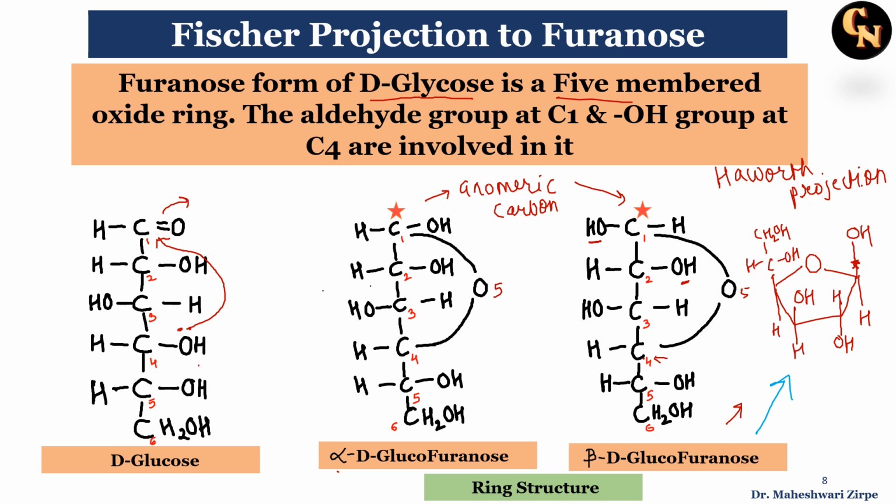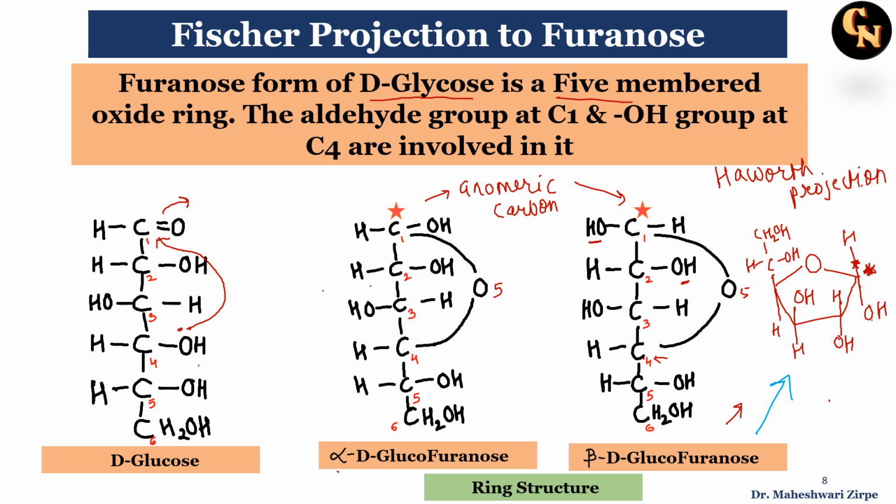Same way, only if I change the position of this OH group. Now if I write the OH group down, then it will become alpha. So you have to just observe the carbon which is next to oxygen on the right hand side. That carbon will be your anomeric carbon. If the OH is on the bottom, then it is alpha. If it is on the top, then it is beta. Okay. So I think this is clear to everyone.